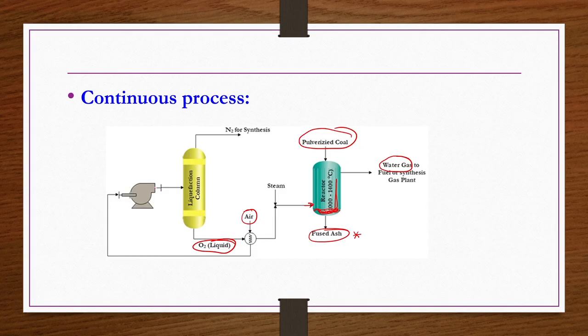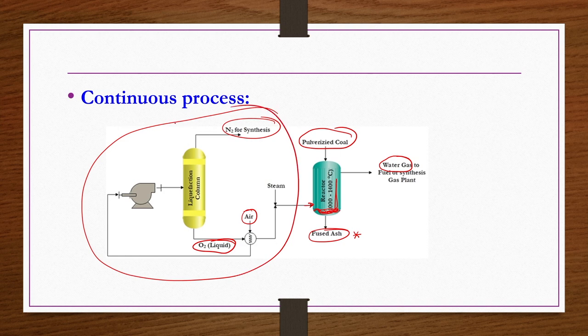Some plants take normal air and pass it through a liquefaction column to get liquefied oxygen, and then along with the steam they take it to the reactor, whereas the nitrogen they take for the synthesis. That is another option anyway, okay. So this is the continuous process. Before the reactor, whatever this process is depends on the process. If you directly have sufficiently pure oxygen and steam, you directly put them in the reactor. Otherwise, one has to go for this one, which is economic.